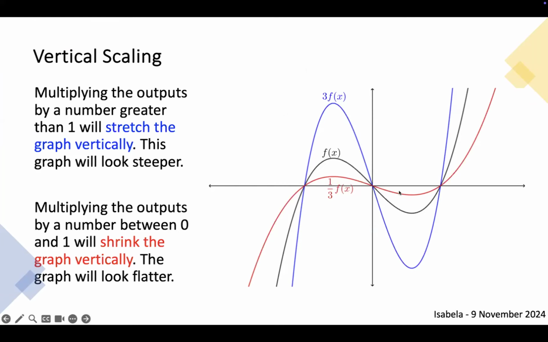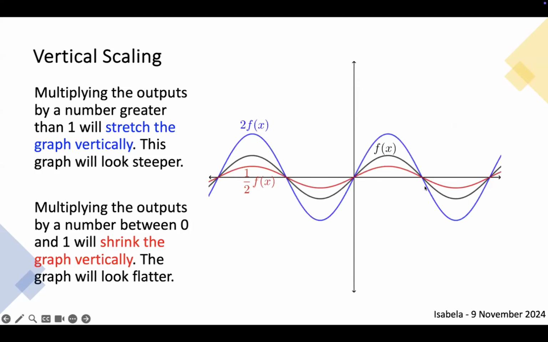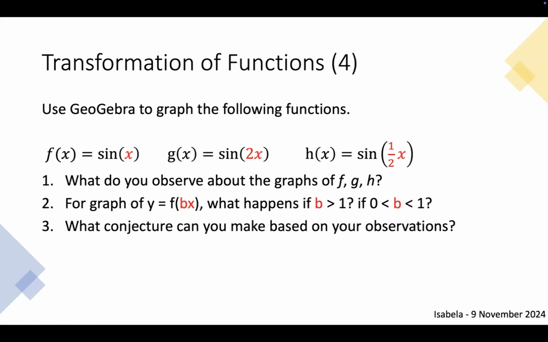So for example, 1/3 f of x. And this is more pronounced when you use, for example, sine and cosine functions. So it's more obvious when you use this graph. Okay. So that is the third, and this one is the last one. Another 5 minutes.